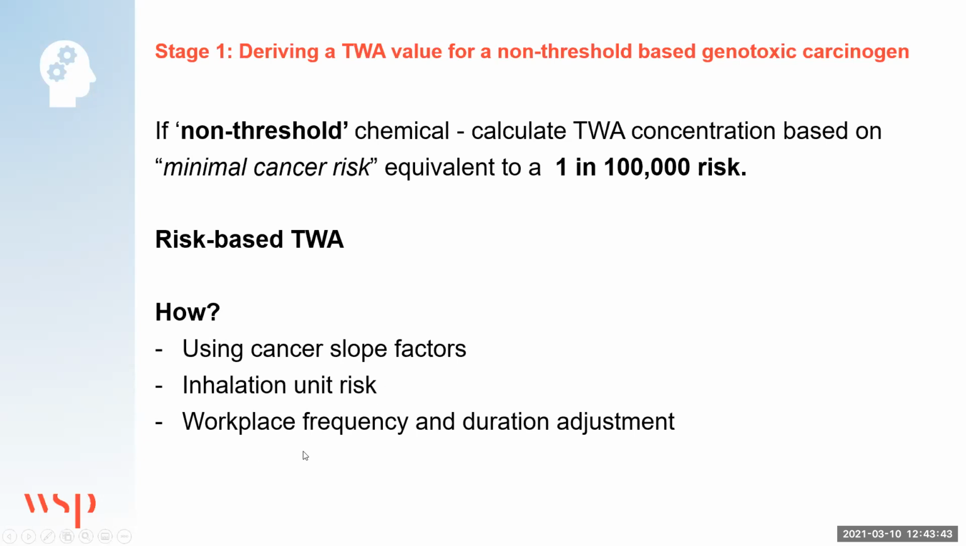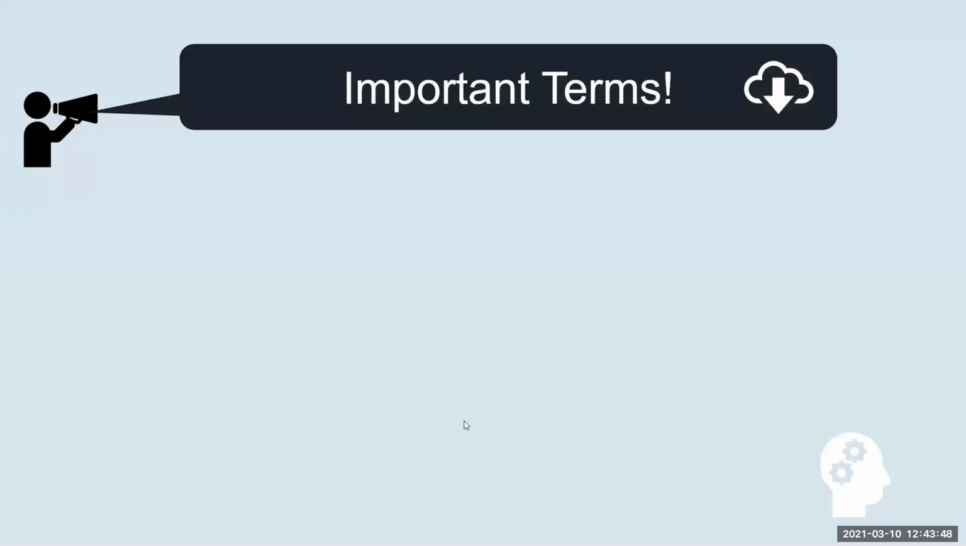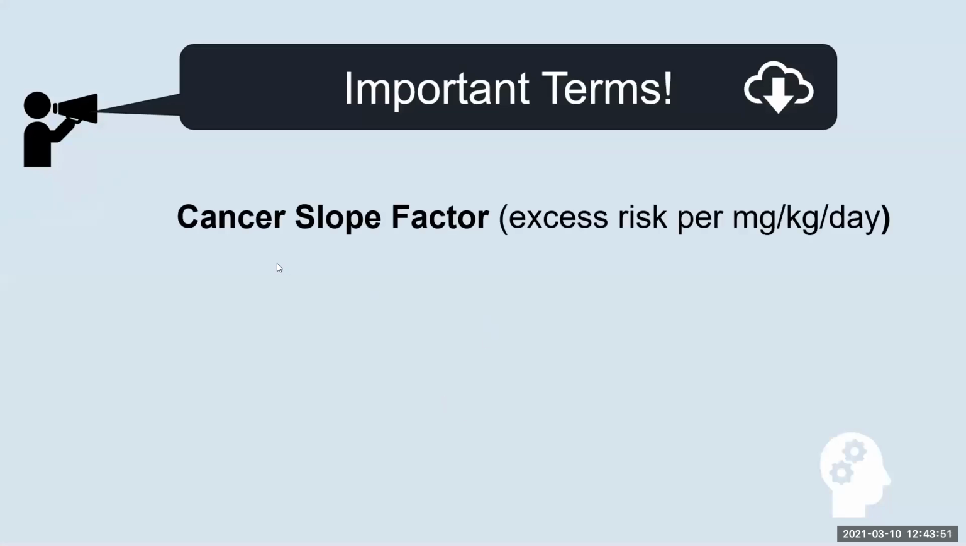But we had to adjust for workplace frequency and duration. So here are some important terms again. The cancer slope factor, I will expand on this and show you how that's derived in a moment, is the estimate of the increased risk of cancer from exposure to a dose. The units are milligrams per kilogram per day, so it's risk per milligram per kilogram per day. It's a dose, it's internal, usually from oral studies. It's the excess risk if you're exposed to 1 milligram per kilogram per day for a lifetime.